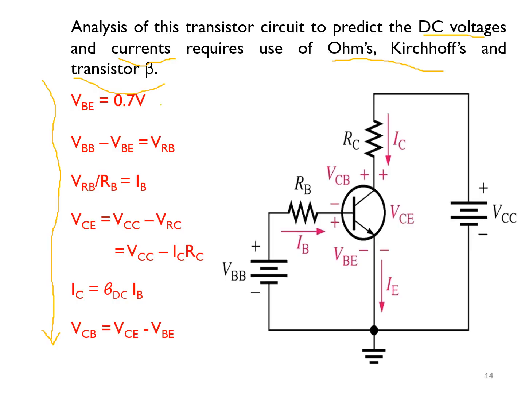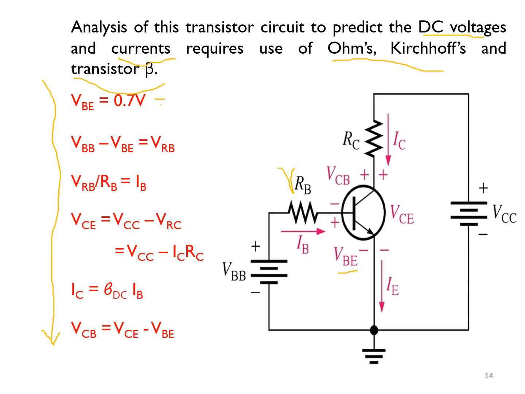The first one, VBE equals 0.7 volt. Equation number 2, VBB minus VBE equals the voltage across resistor RB, which is VRB. And VRB over RB is equal to IB.